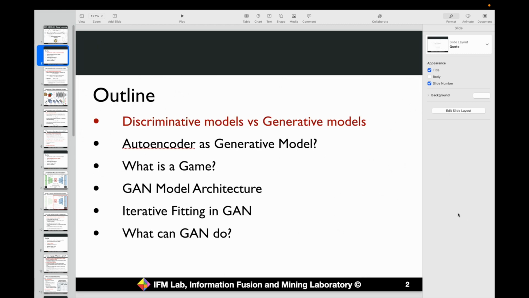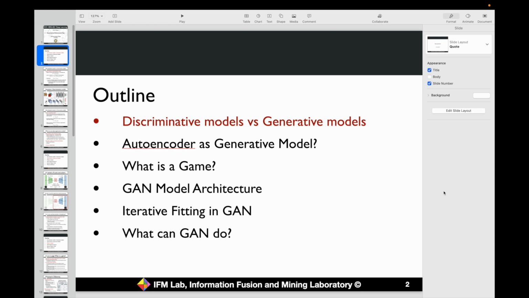In the very beginning, we will discuss two different categories of models. The first category of models are called discriminative models. And the second category of models are called generative models. They are very different models, and we will discuss their differences in today's talk. Then we'll talk about the autoencoder as a generative model and what the shortcoming is of using an autoencoder to generate some new data.